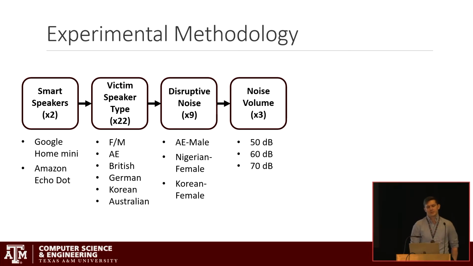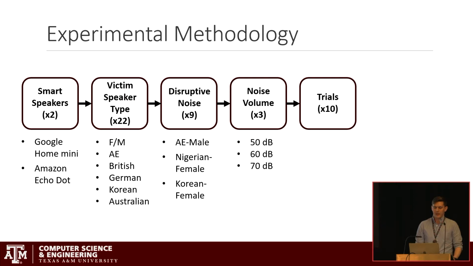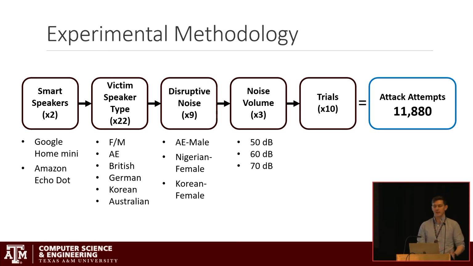We tested 3 different volumes for playing this noise. In all of our experiments, the regular command, plain speech command to the smart speakers was played at 70 decibels. So we just tested different levels of this disruptive noise at 50, 60, and 70. And for each of these combinations, we ran 10 trials. And so that led us to conduct almost 12,000 different attack attempts. And for each one, we recorded whether or not command disruption was successful.